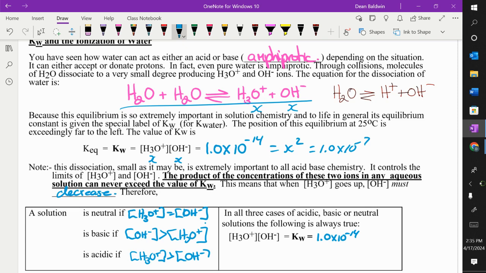So this is the amount of OH and the amount of H3O plus in regular water. I haven't done anything to it.